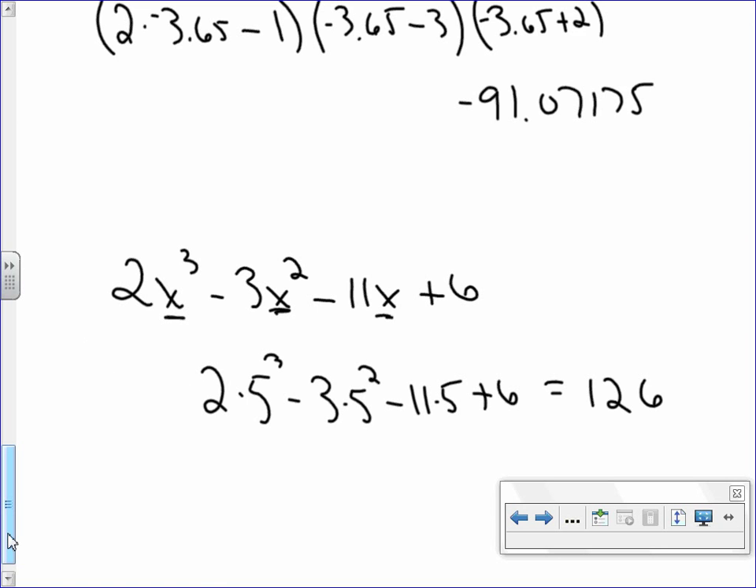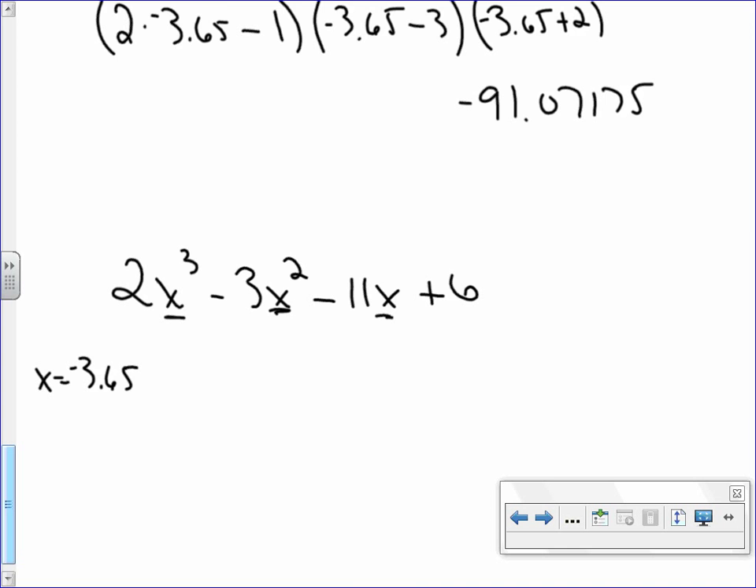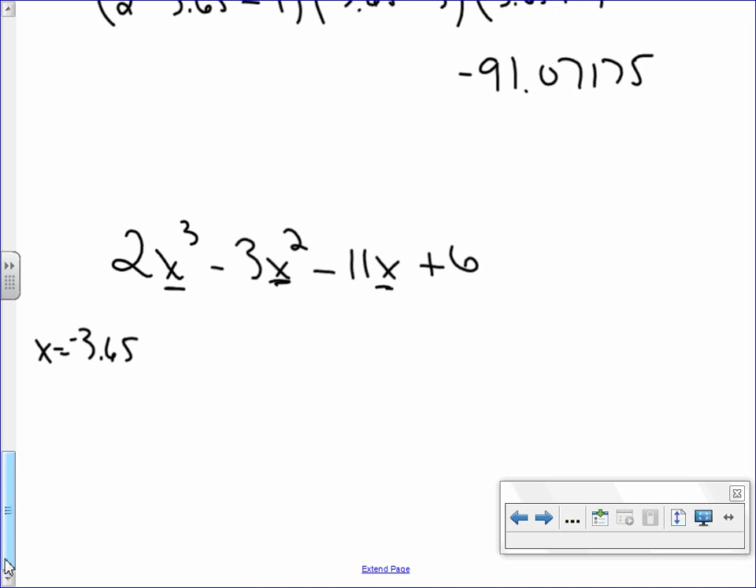So what was the number I used? Negative 3.65. Okay, now I'm making y'all do this because we have a little trouble sometimes typing negative numbers in with exponents. Does anybody remember what you have to do with negative numbers when you want to put an exponent on them? Parentheses. Okay.